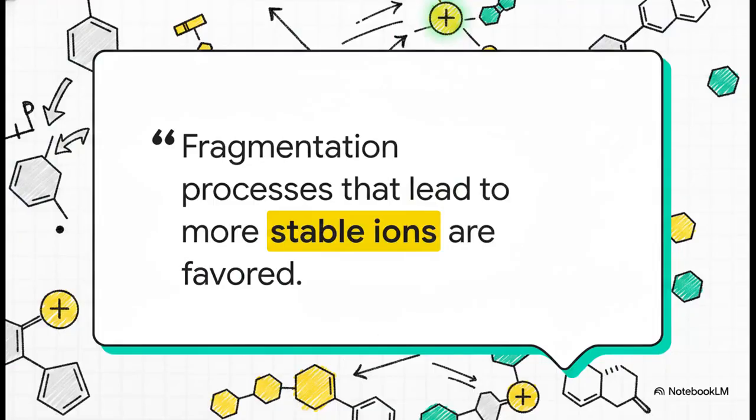Now, all of this breaking apart isn't just random chaos. It's driven by a core piece of logic known as Stevenson's rule. Think of this kind of like Markovnikov's rule in organic synthesis. It's an absolute anchor for our understanding. Stevenson's rule simply tells us that the fragmentation leading to the most stable carbocation is always the one that's favored. So when a molecule gets to choose which radical piece to lose, it will almost always eject the largest alkyl radical, simply because doing that leaves behind the most stable positive charge.